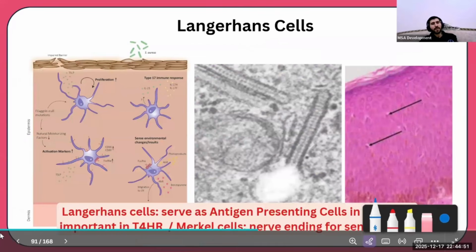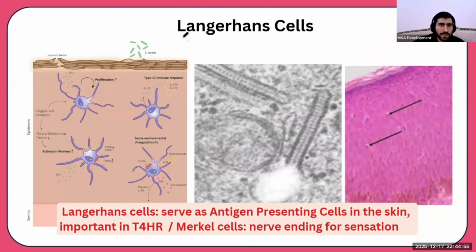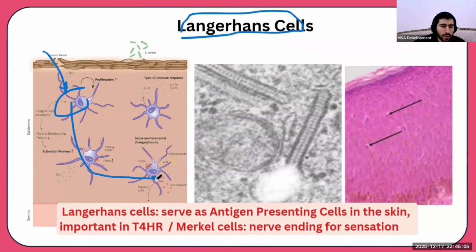Okay? Now, I also mentioned that the epidermis has three extra cells. The first one is Langerhans cells. Langerhans cells are antigen presenting cells. It's not like an immune cell that causes inflammation. It just takes the pathogen to the dermis to present it to the immune cells. Okay, so in the epidermis we have Langerhans cells.